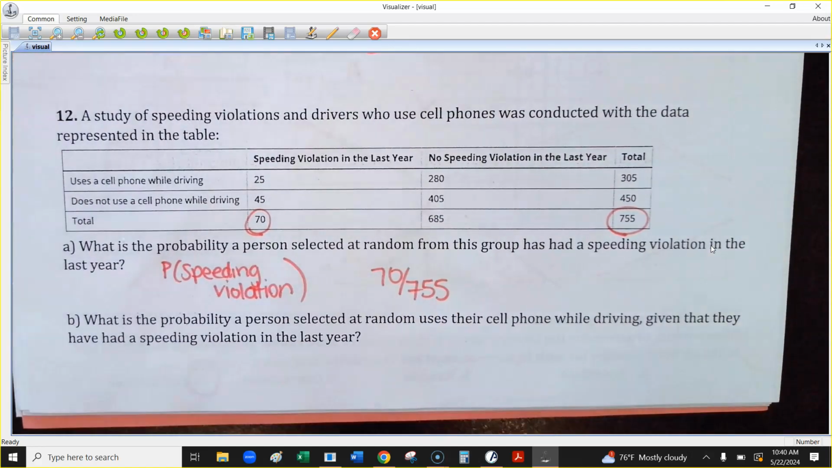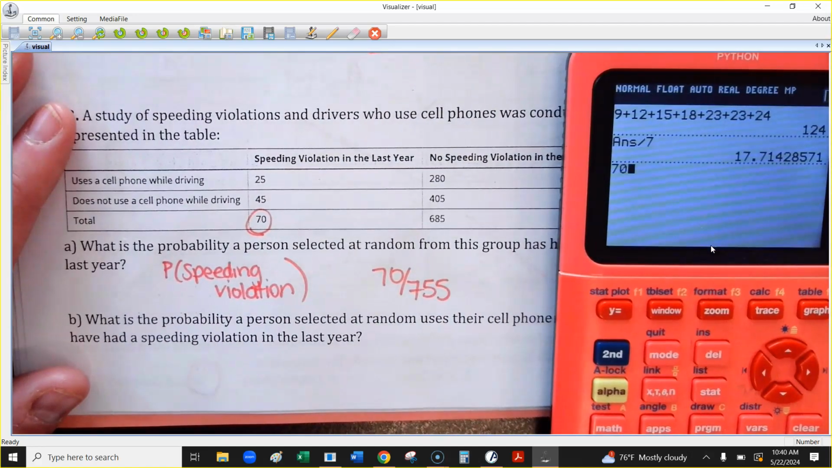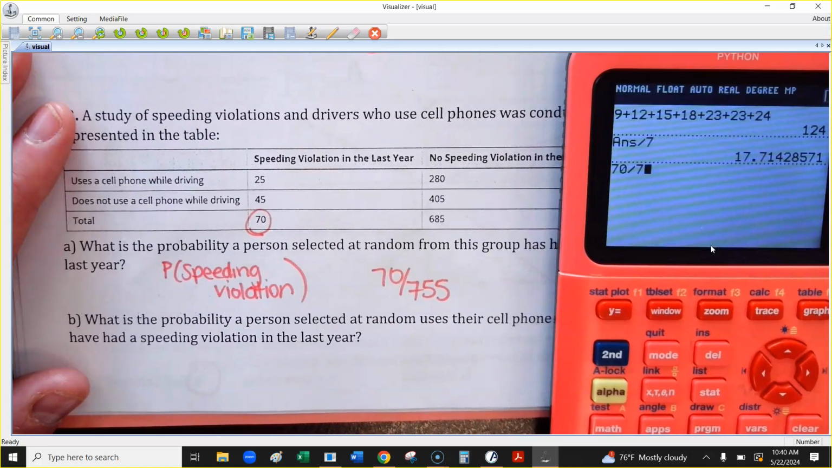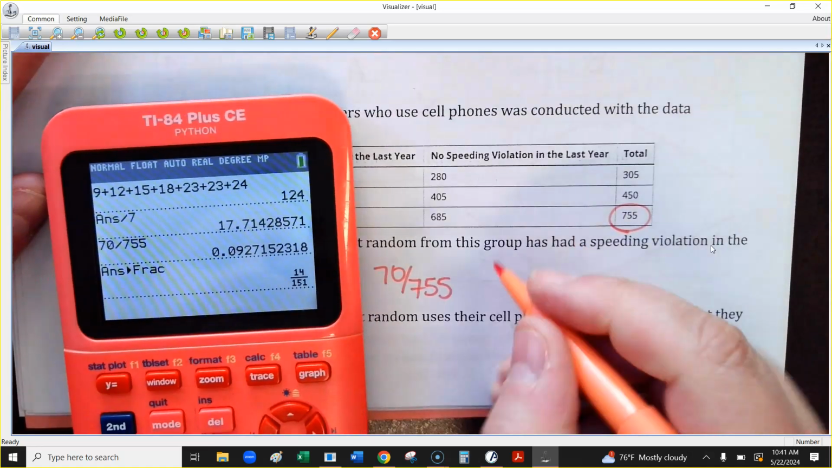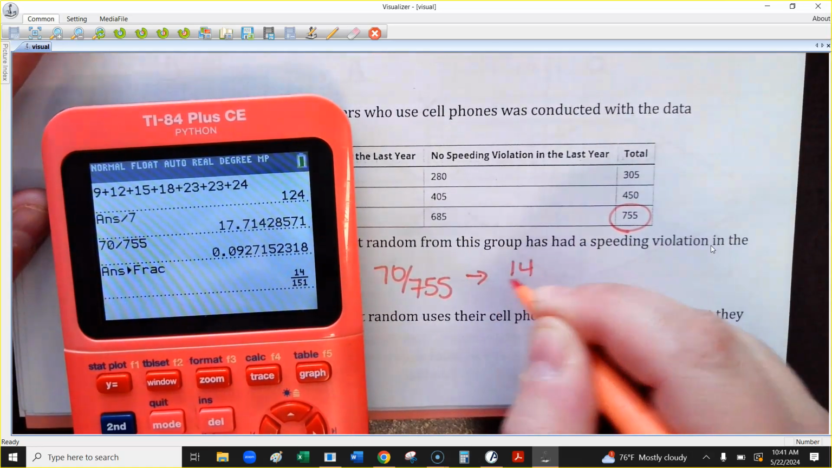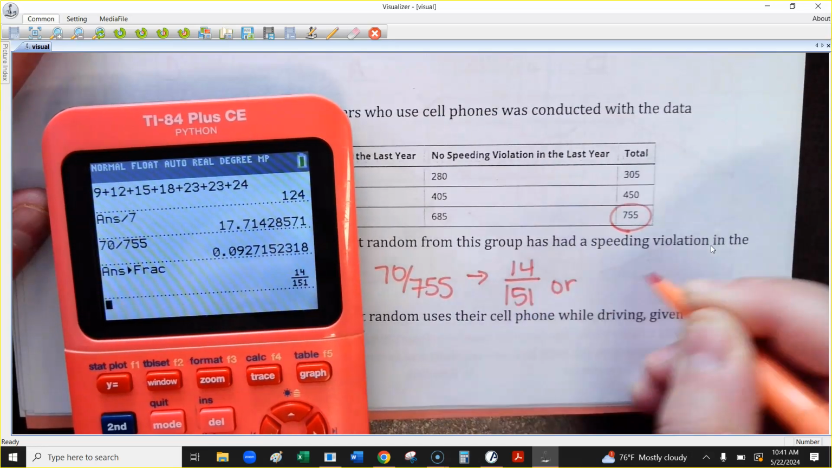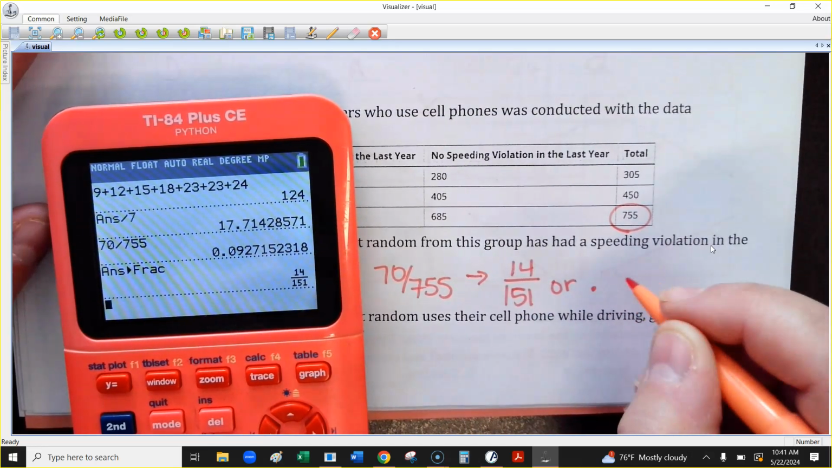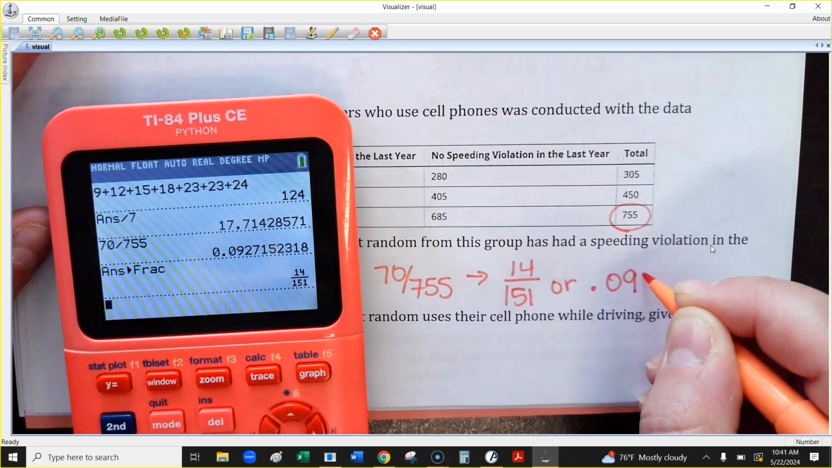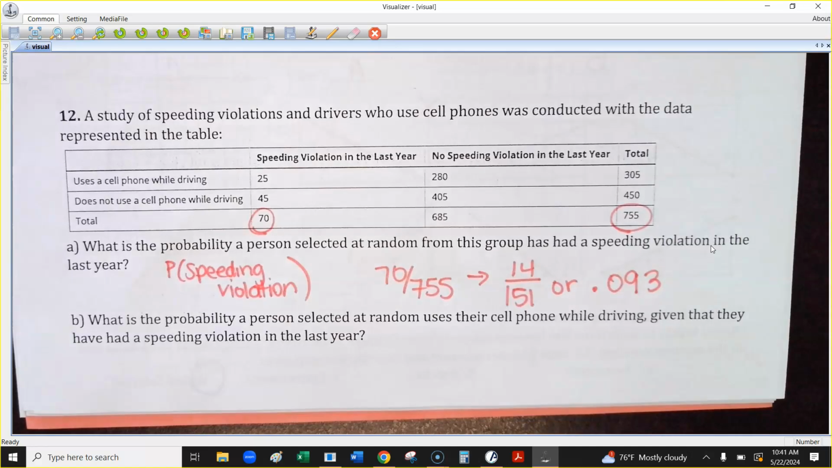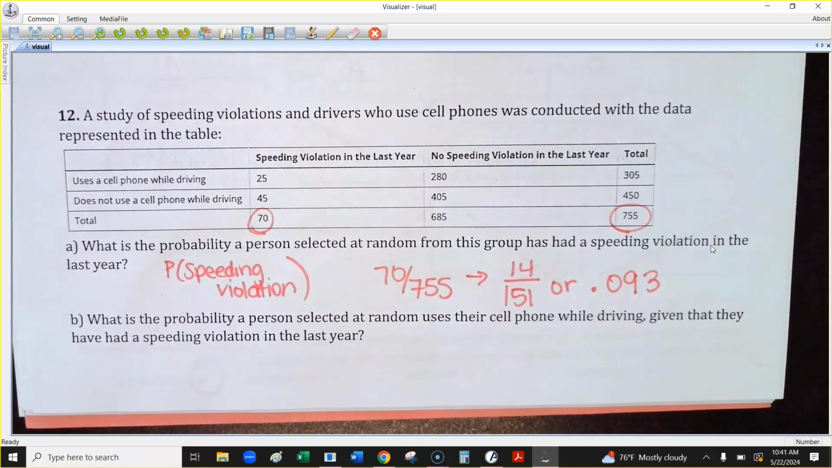Okay, so let me see what that is. I'm going to have to look this up. I don't know if this is written as a decimal or a fraction. If it's a fraction, you got to put it in lowest terms. So it'd be 14 out of 151. If it asks you for a decimal, I'm just going to write 3 decimal places. So it'd be about 9.3%, but as a decimal, 0.093.